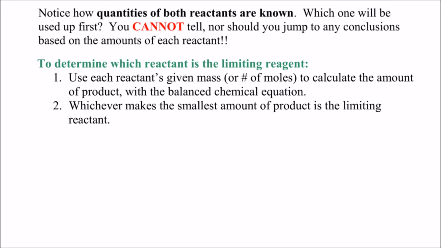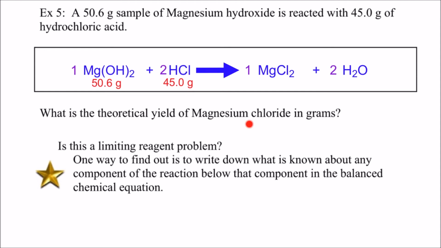So here are the rules to figuring out which one's the limiting reagent. You're going to use each reactant's given mass or number of moles if they give you moles to start with. Then you're going to calculate the amount of product that can be made using the balanced chemical equation. And then whichever one creates the smallest amount of product, that's the limiting reagent. Now you get to pick whichever product you want on the other side, but if you're smart, then you'll try and kill two birds with one stone, and you'll pick the product that they ask you about later on in the question. So you'll see here they asked for the theoretical yield of magnesium chloride.